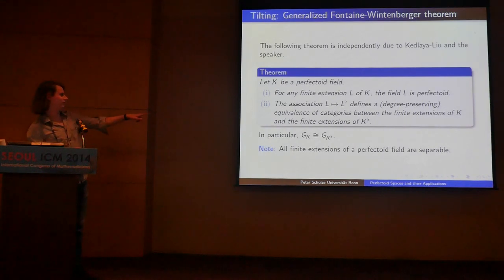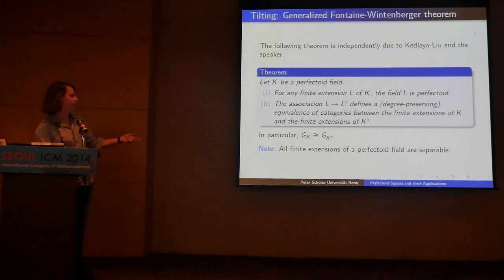For the experts, I'm omitting the word separable here, but that's because for a perfectoid field, all extensions are separable. Because if they have characteristic 0, that's clear anyway. If they have characteristic p, then they are perfect. And so it's true again.